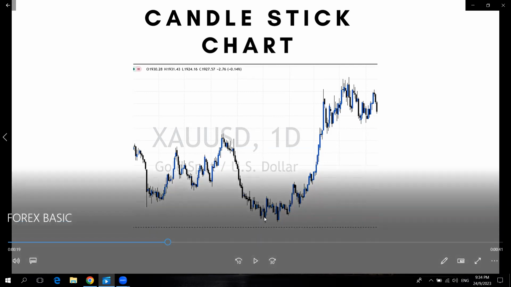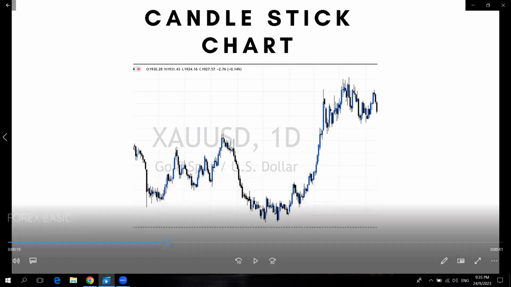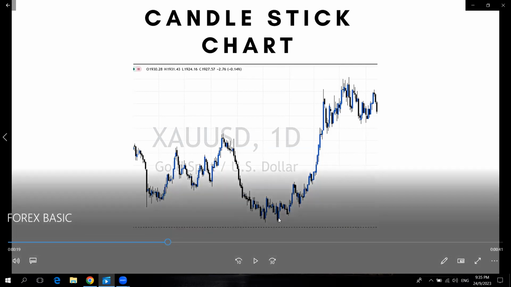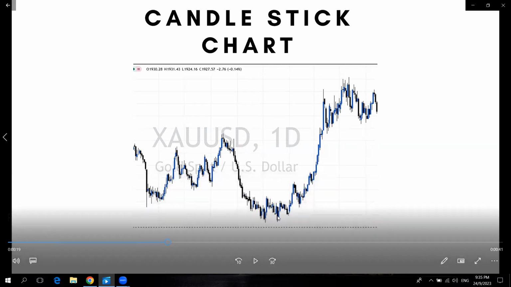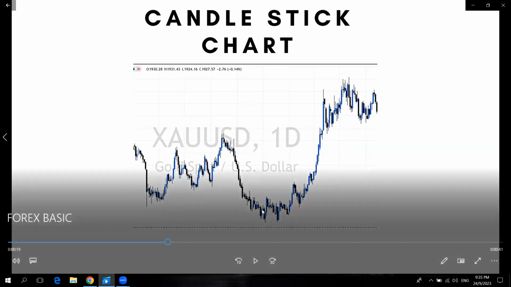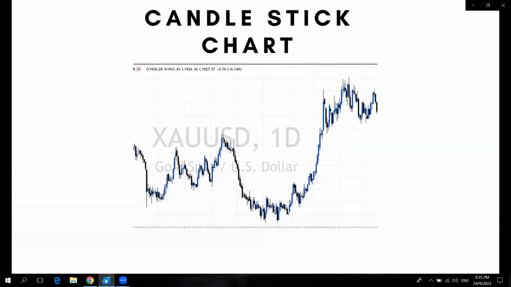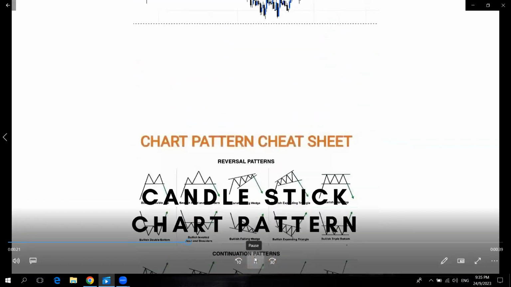So I'll give you an example. Here, you can see there's a left shoulder. This is the head, and price has broken above the neckline of the left shoulder and is coming back to the head. So this is what we call a head and shoulders, I would say an inverted head and shoulders pattern. It's not too clear on this particular screen, but I will show you on the cheat sheet. So now we go to the cheat sheet.